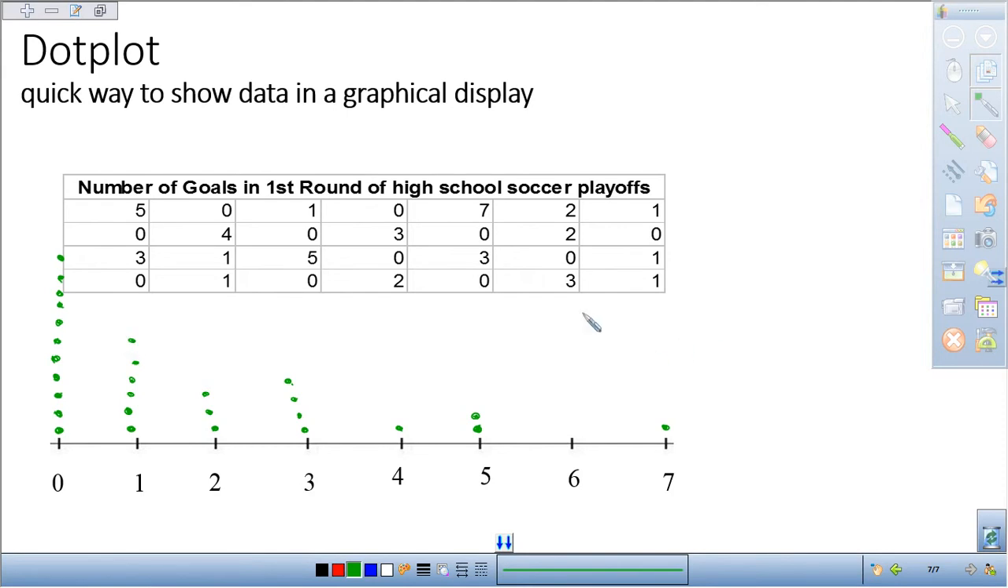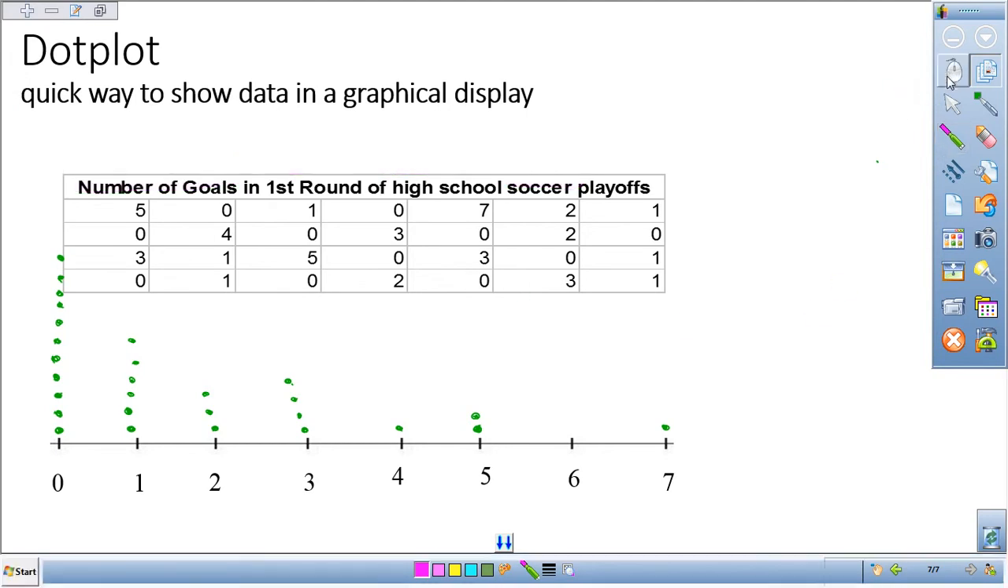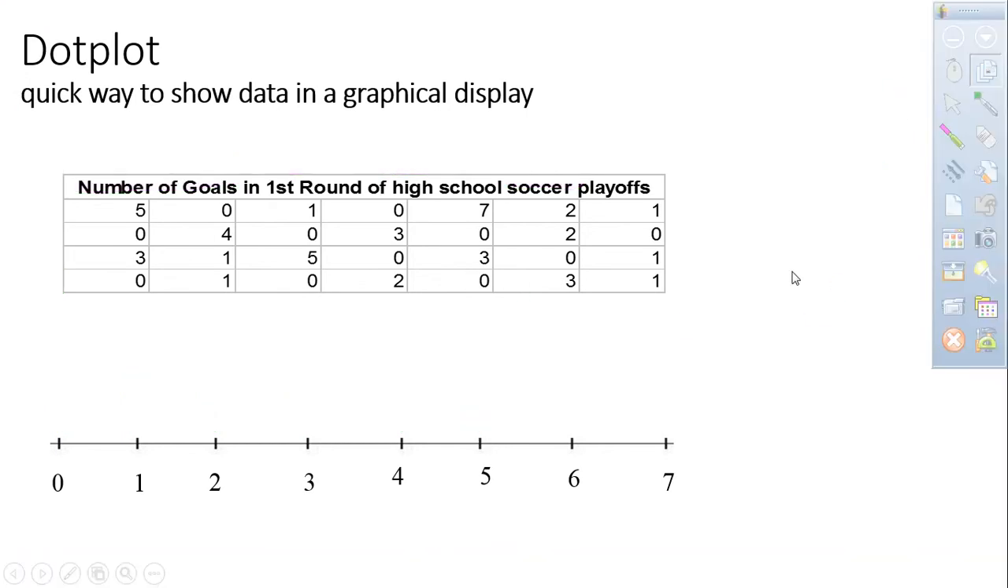So that's just a quick way for us to take this data here, which we might not have been able to tell very much from, and get a quick look now. And then what we can do is talk about describing this distribution. This is the distribution of the number of goals in the first round of high school soccer playoffs. So let's discuss this in some more detail here.